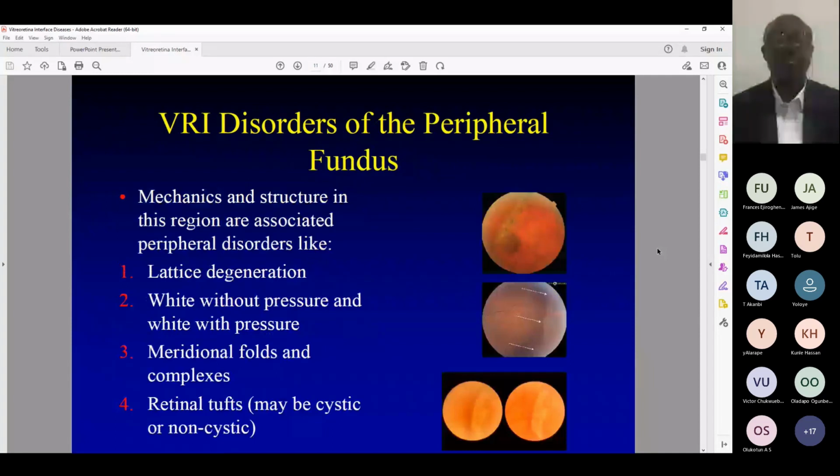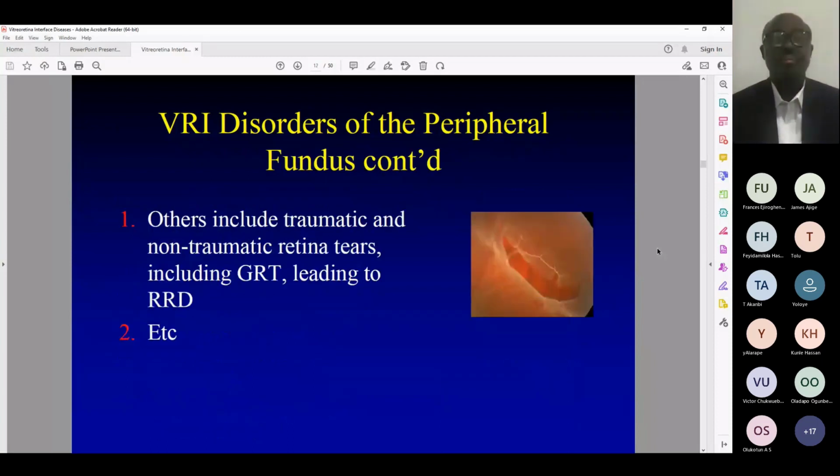So let's look at the peripheral fundus. Mechanics and structures in this region are associated with peripheral disorders like lattice degeneration, which you can see on the top photo, white without pressure and white with pressure. Others are meridional folds and meridional complexes that are all seen in the peripheral retina. We have retinal tufts that may also be cystic or non-cystic.